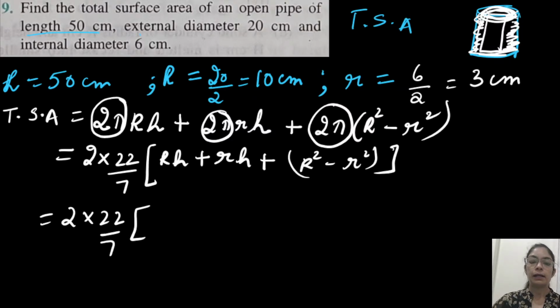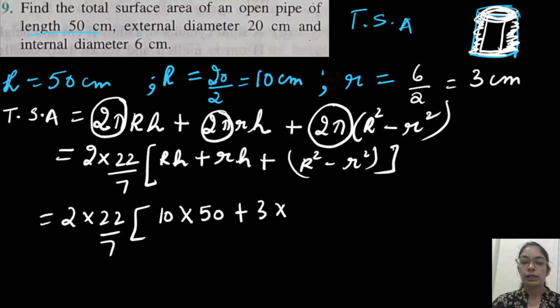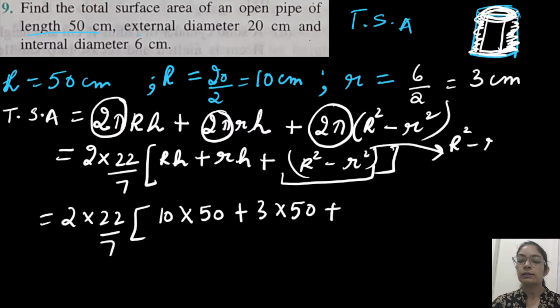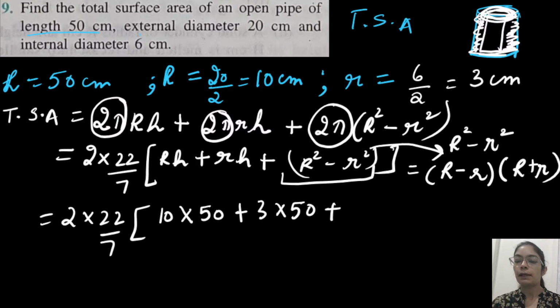Capital R's value is 10 centimeter. So 10 into height is 50, plus again small r's value is 3 into 50, plus, see here you can always apply the formula, r square minus r square. In each and every question, previous questions also I have explained this, we can write this as capital R minus small r and capital R plus small r. So this is like a square minus b square is equals to a plus b into a minus b.